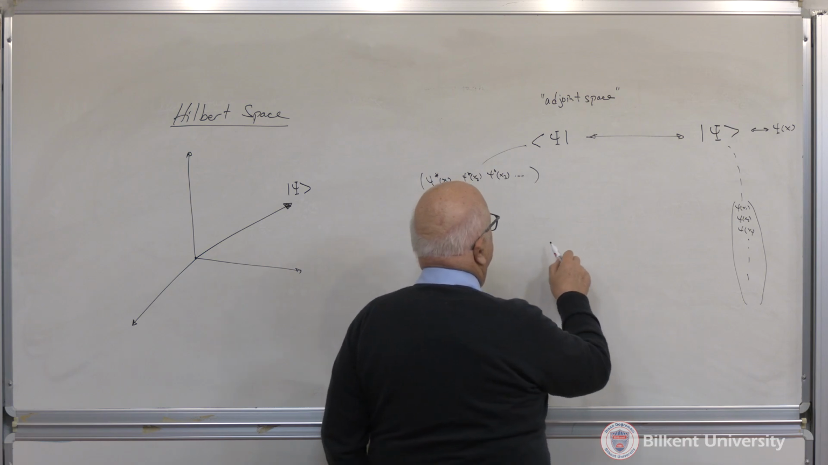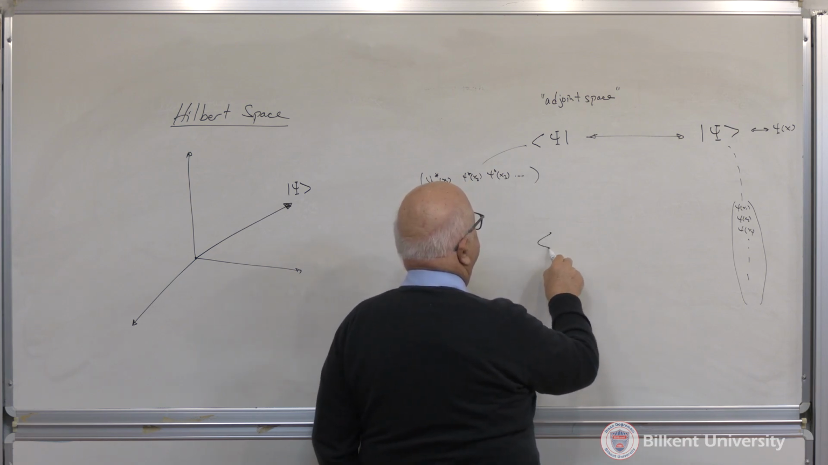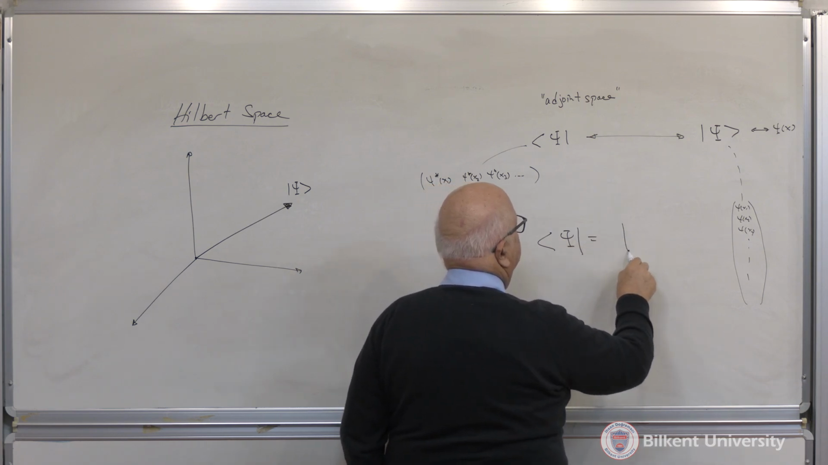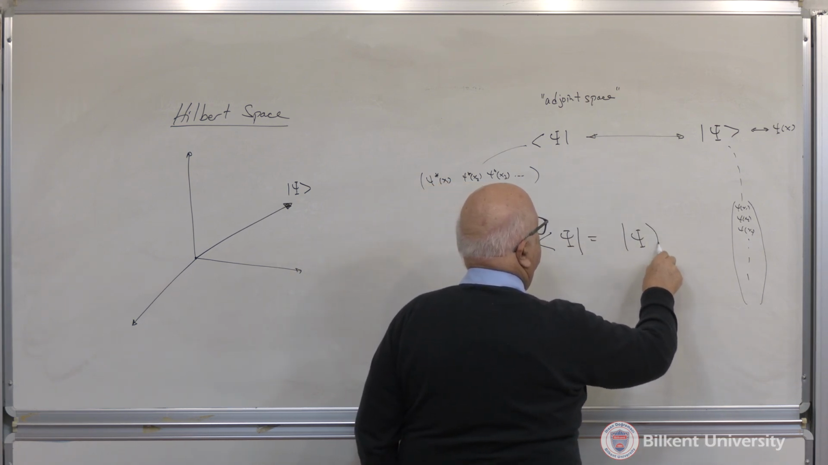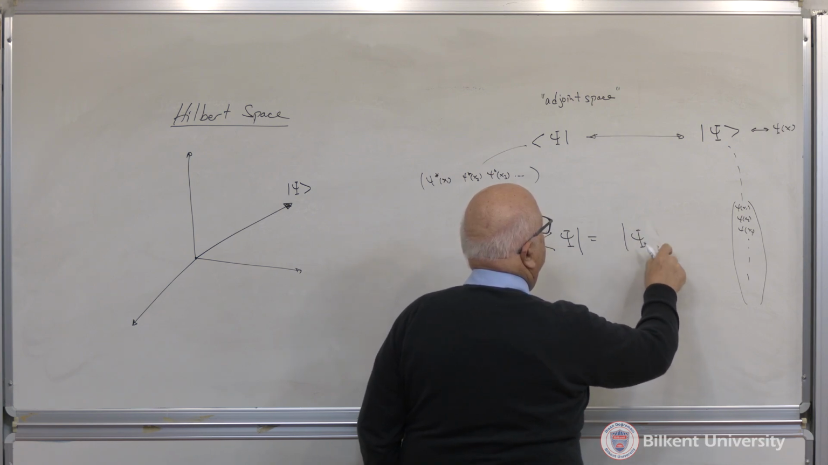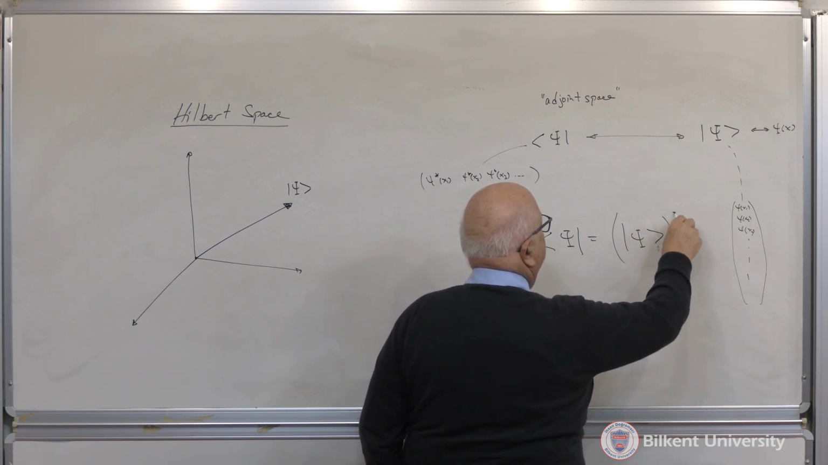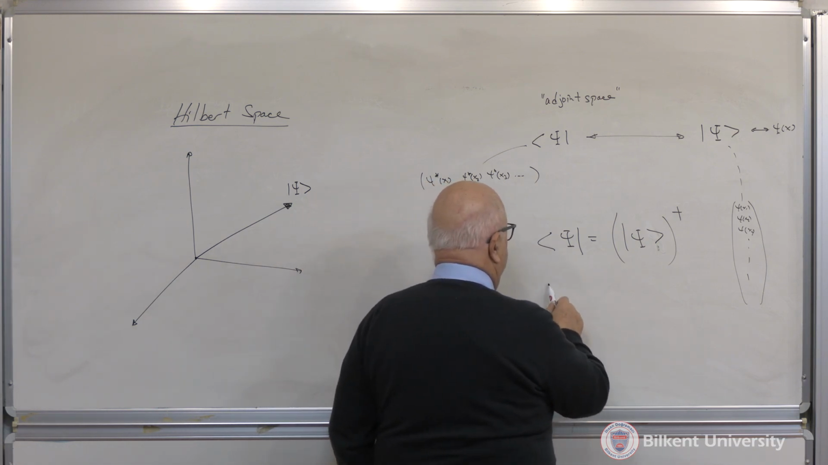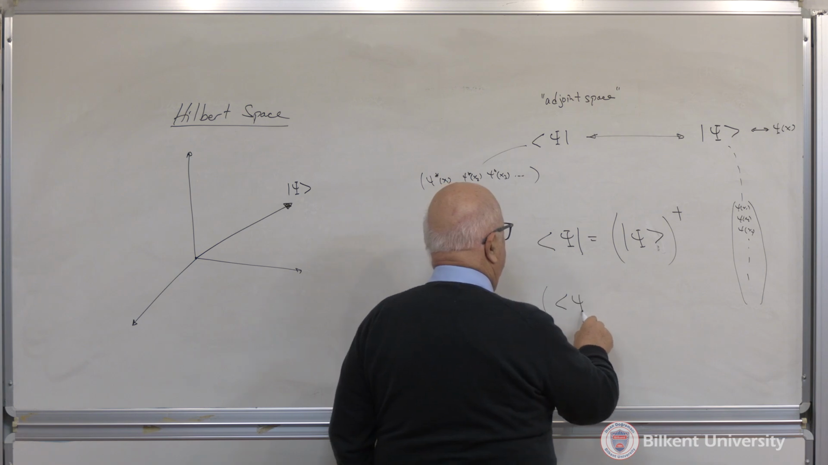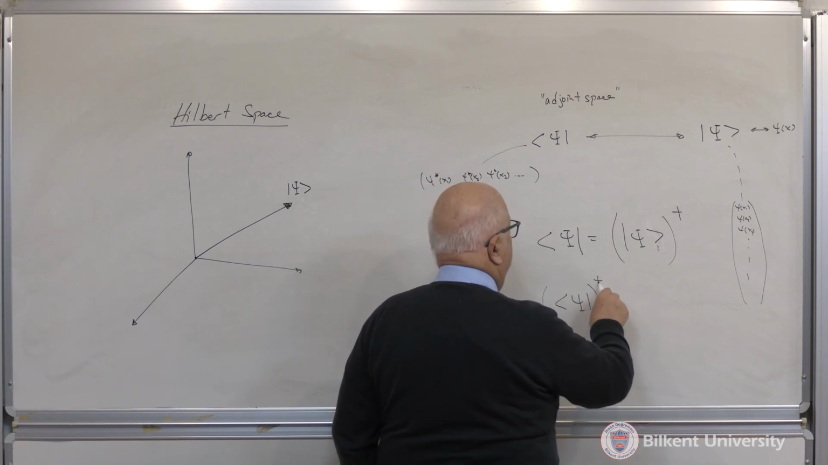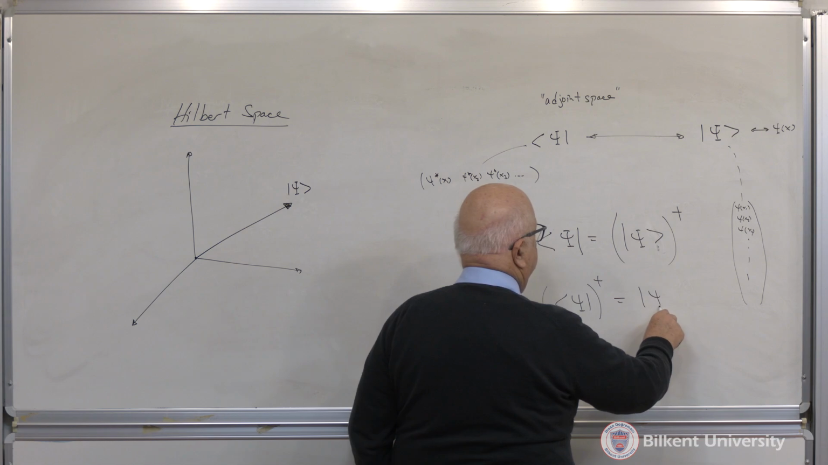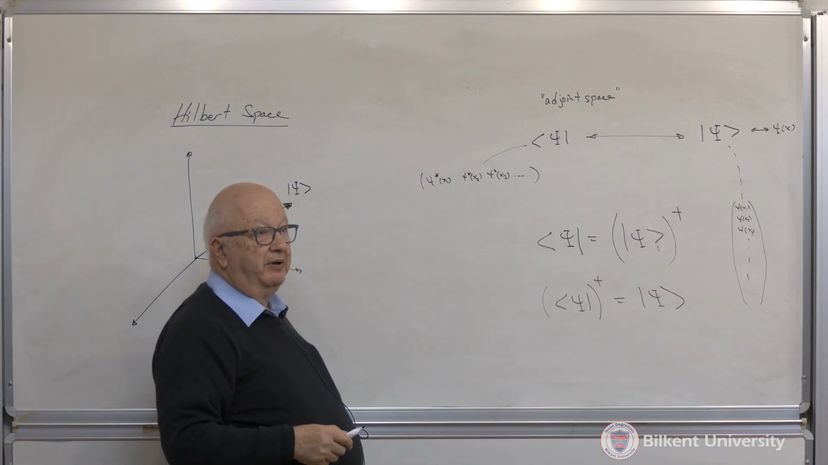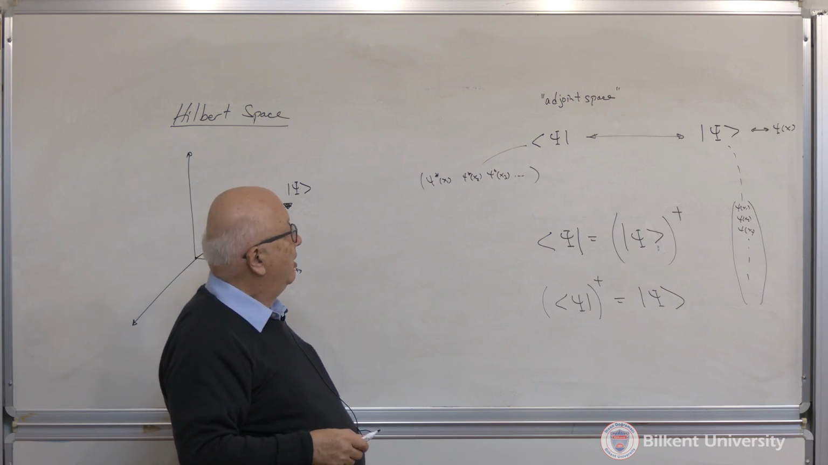So I can in fact write this psi as this psi adjoint, okay? Or conversely, I can say that the adjoint of this psi is this psi, okay? So it's an adjoint operation which takes me from one to the other.